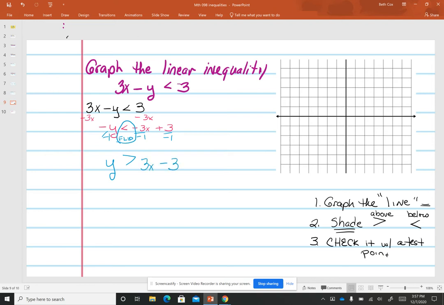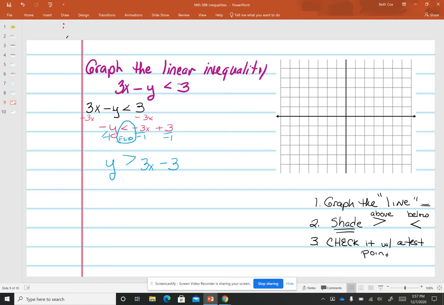Now that is just a rule that always goes with inequalities. It's the only thing different about working with inequalities: if you multiply or divide by a negative, you must flip that inequality sign. And so when I divided by negative 1, I had to flip it.